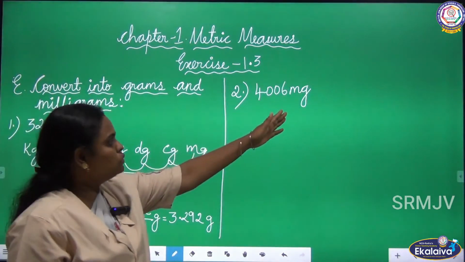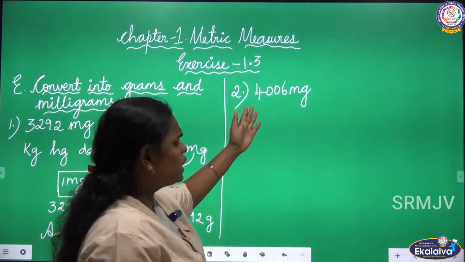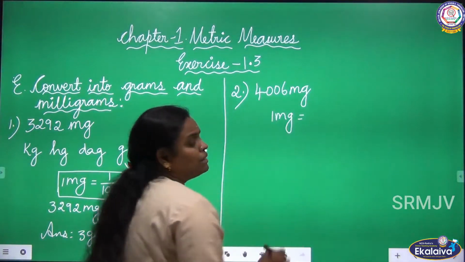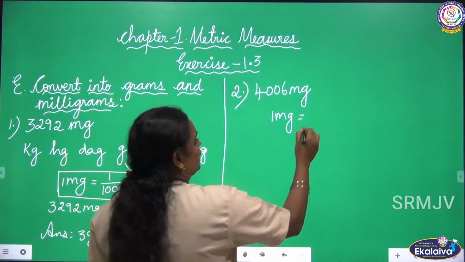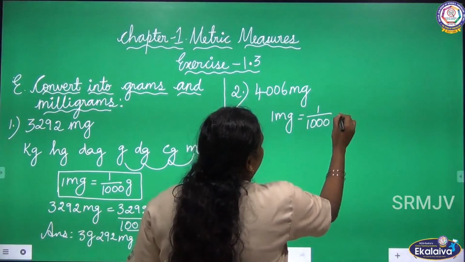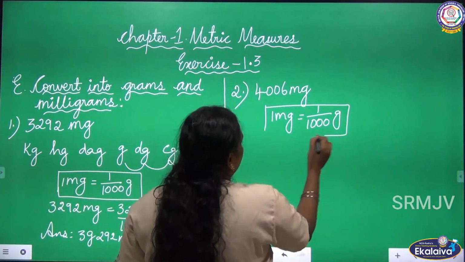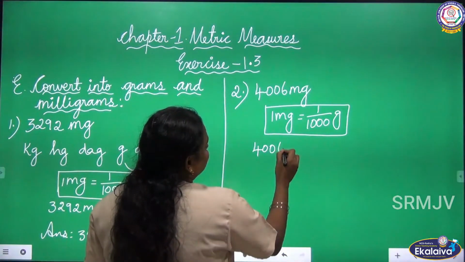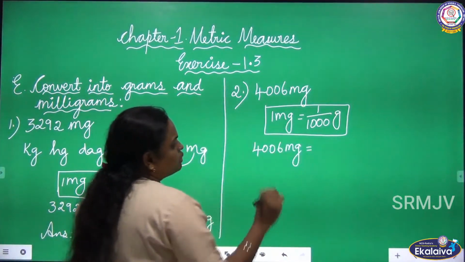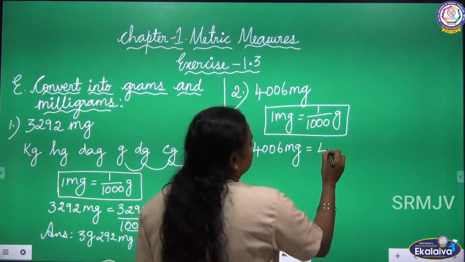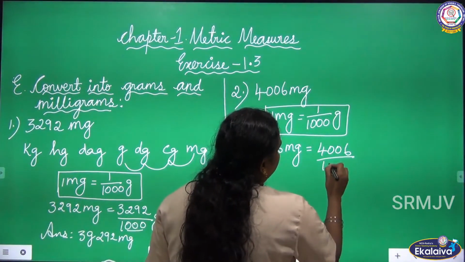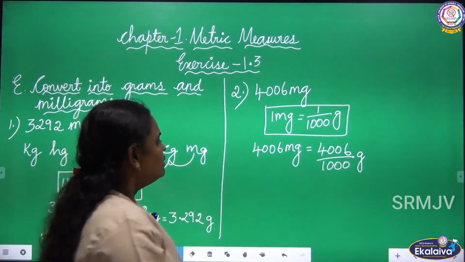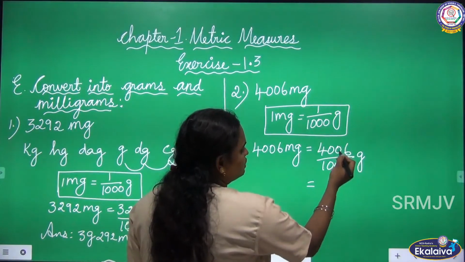Next one, 4006 milligram. We are going to convert milligram into gram. So 1 milligram equal to how many grams? 1 milligram equal to 1 by 1000 gram. So 4006 milligram equal to 4006 by 1000 gram. In the denominator how many zeros? 3 zeros are there, so we have to leave 3 decimal places, 1, 2, 3.